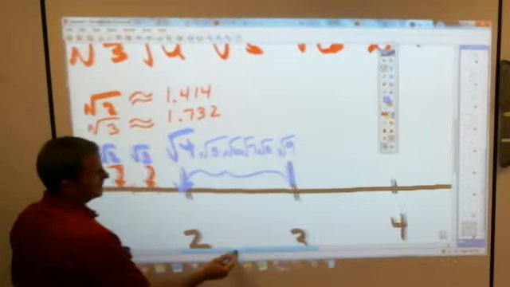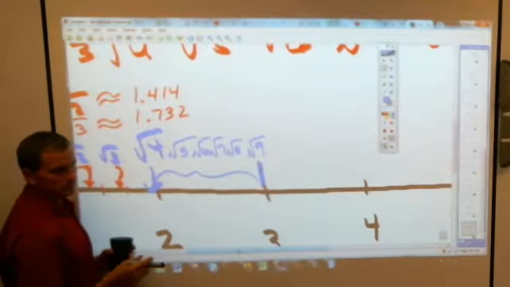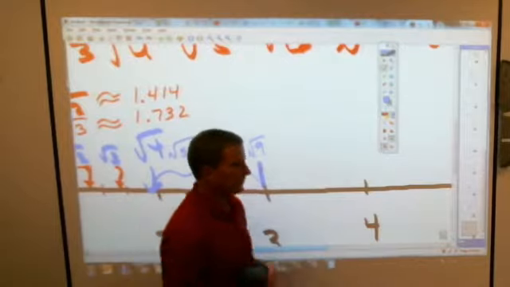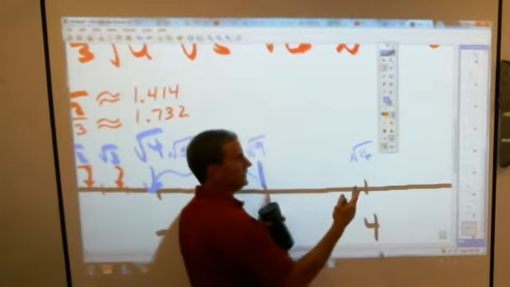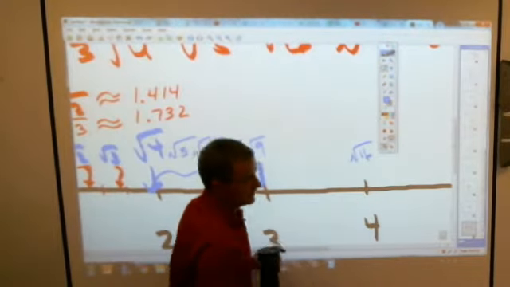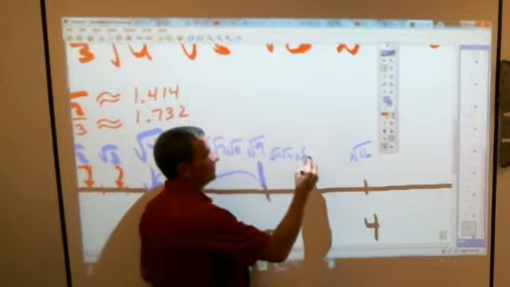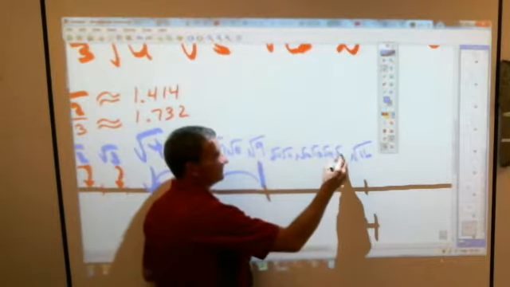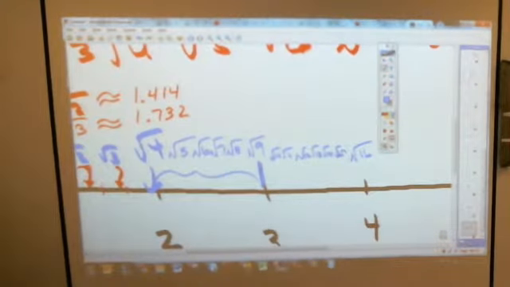My next perfect square is, let's just do this here. What's 4 times 4? 16. So my next perfect square is the square root of 16. So guess what has to fall between 9 and 16? The square root of 10, the square root of 11, the square root of 12, the square root of 13, the square root of 14, the square root of 15. And so on and so forth.